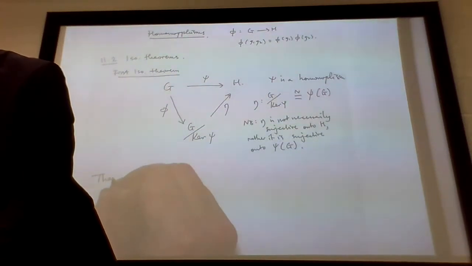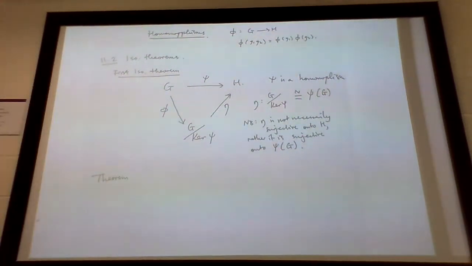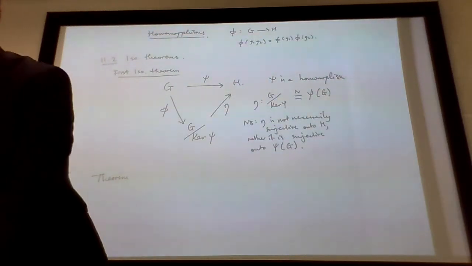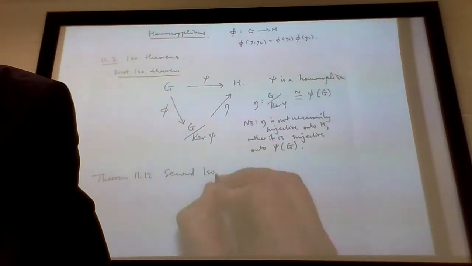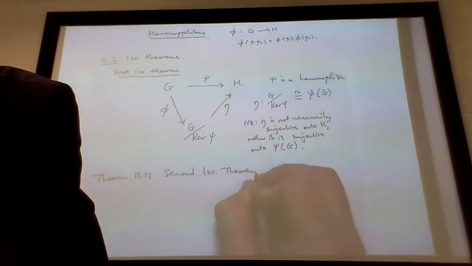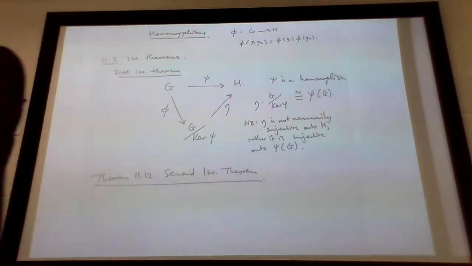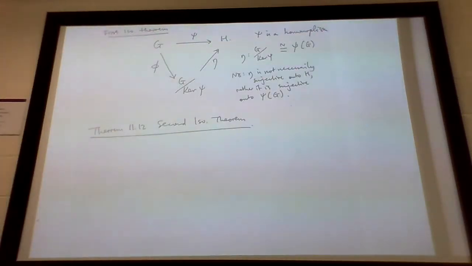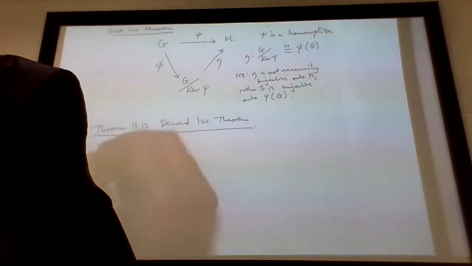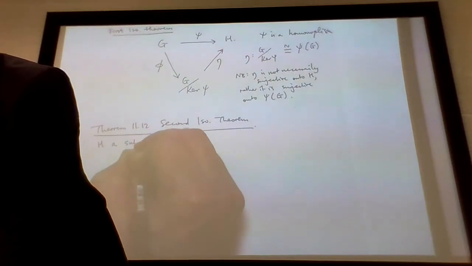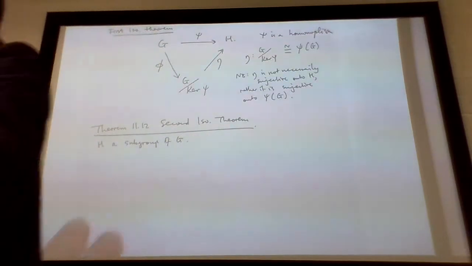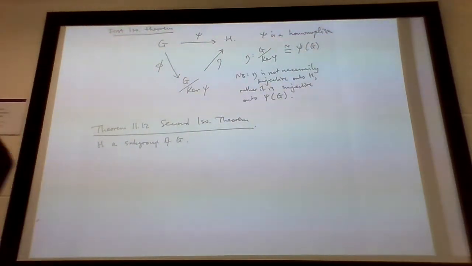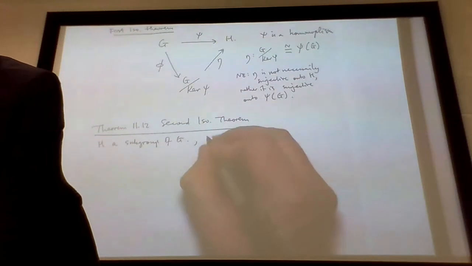So we'll now go on to the next result, which is the second isomorphism theorem, theorem 11.12. Second isomorphism theorem. Okay, so there's more isomorphisms here. So we'll read the statement of it. So we've got H, a subgroup of G. N, a normal subgroup of G.